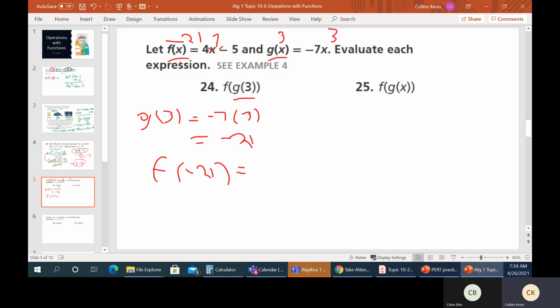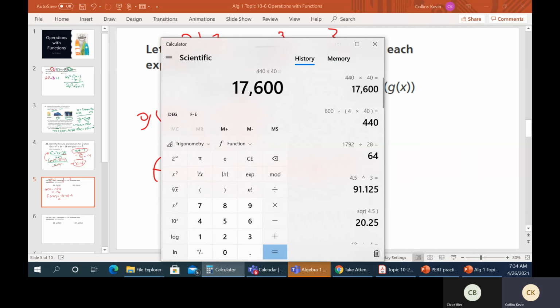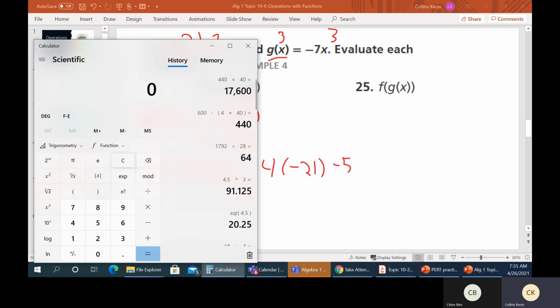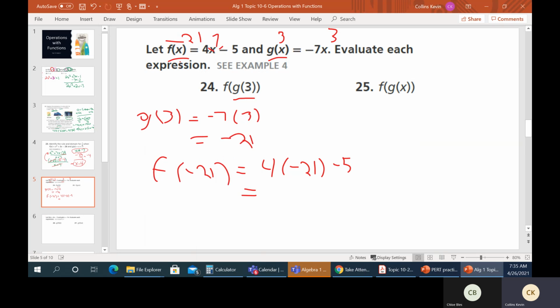So then we would rewrite this, and this would be 4 times -21, and then -5. So we need to do a little number crunching here. So, calculator city, right? So bring him over here, and we're going to clear it out. Go 4 times -21. That's -84, and then we subtract 5 more. That's -89. Okay, so that's our answer.